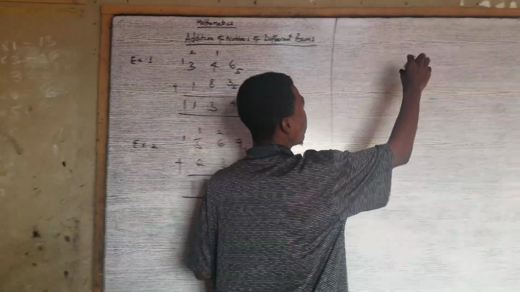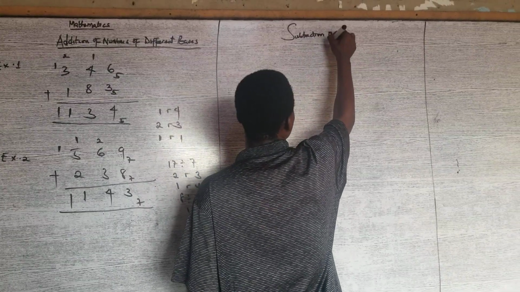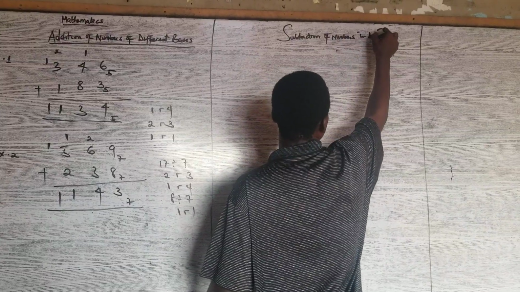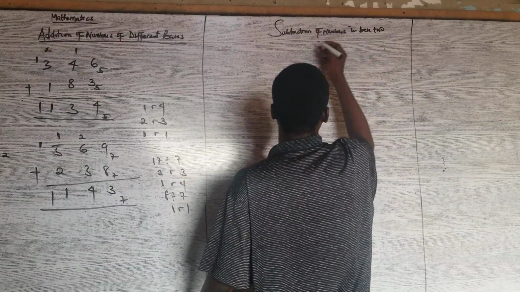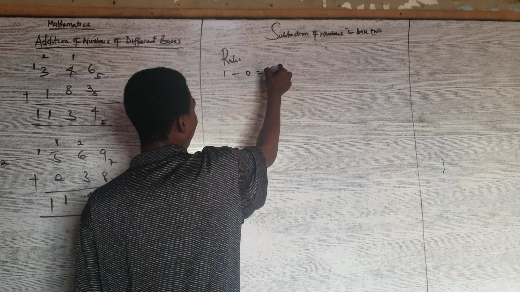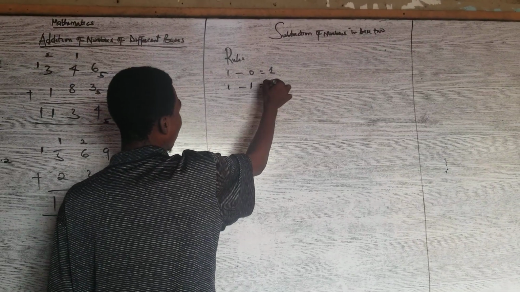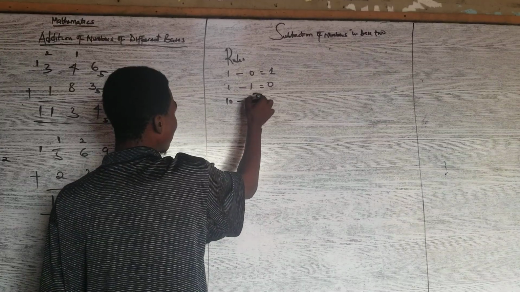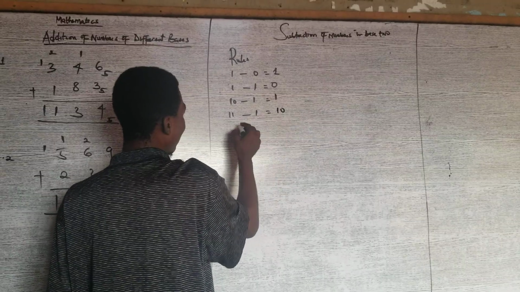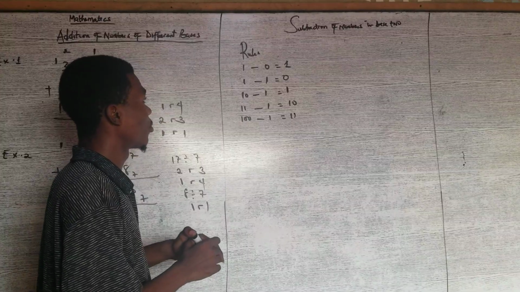So now, let's start. Subtraction of numbers in base 2. We have to follow some rules. 1 minus 0 equals 1. 1 minus 1 equals 0. 10 minus 1 equals 1. 11 minus 1 equals 10. 100 minus 1 equals 11. So those are the rules that we should just follow.